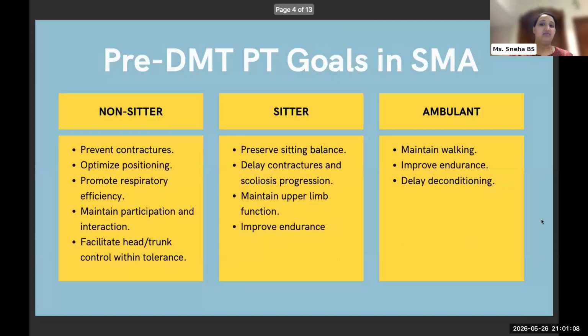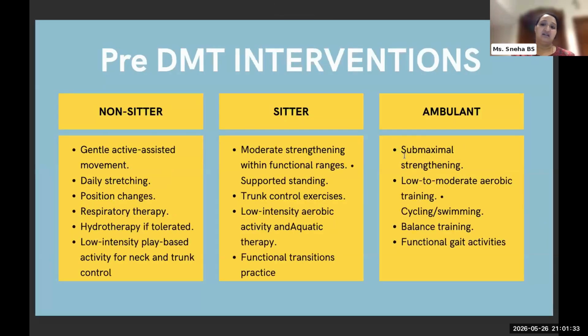And coming to ambulants, again, we want to maintain the function. So the neuromuscular expert will straight away send them to a dietitian as well, because their BMI has to be maintained. As and when they gain weight, the chance of losing their ambulation is still there. So that is one. Improving their endurance and delaying the deconditioning. So for that, again, here the key word is submaximal strengthening. Low to moderate aerobic exercise training, swimming and cycling is definitely encouraged, and balance training.